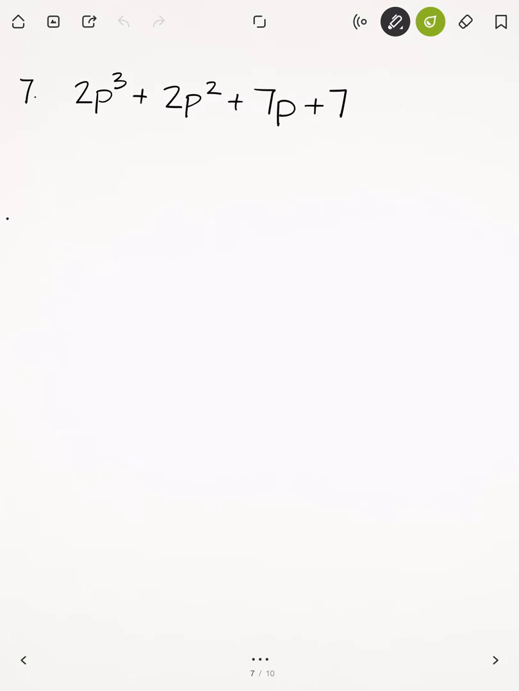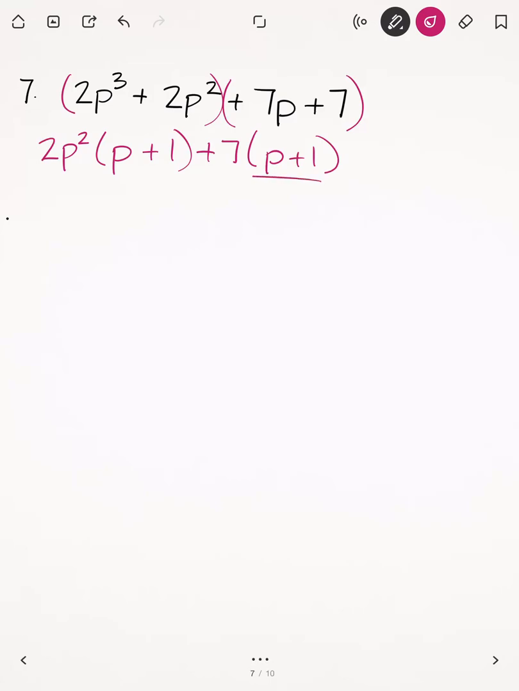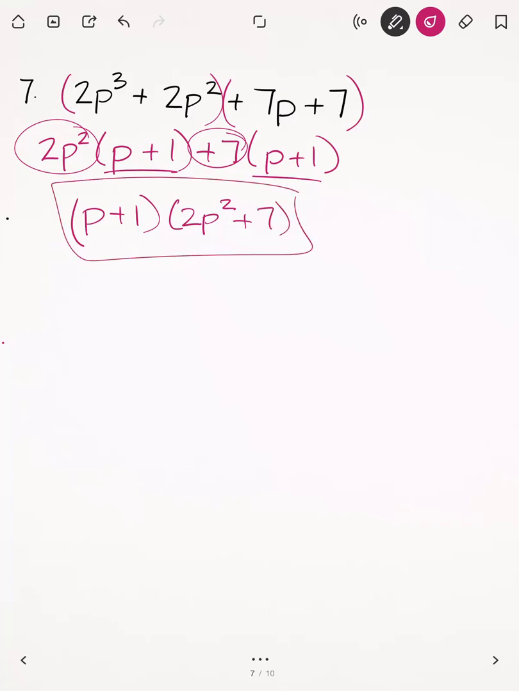Looking at number 7, again, it's another factor by grouping question. So I group them together. I look for the GCF again. In my first set, the GCF is 2p squared, which leaves me with p plus 1. My second group is a positive 7, which leaves me with p plus 1. Again, the inside of the parentheses should always match. That's how you check yourself. From there, I just take the two things that match. I write it down one time. It's like I factored out a GCF of p plus 1. And I take what is left over and I pair it together. 2p squared plus 7. So that is factored completely.